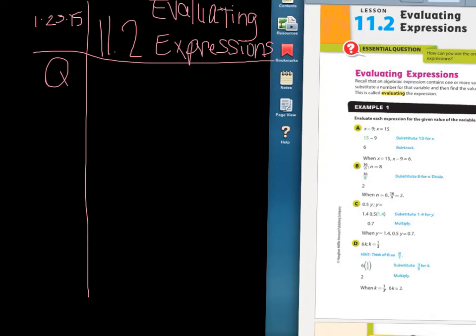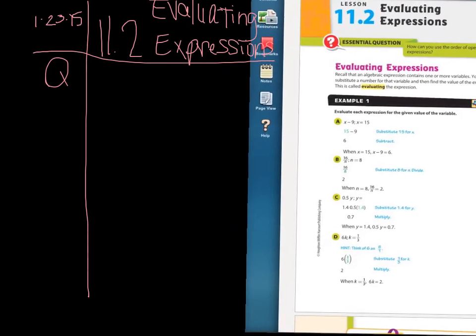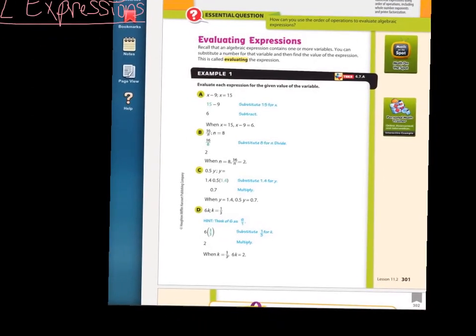For 11.2, evaluating expressions, I need you to set up your Cornell notes like this. And inside those Cornell notes, you're going to be working these examples with me. So pause it if you need to. I'm going to move on.